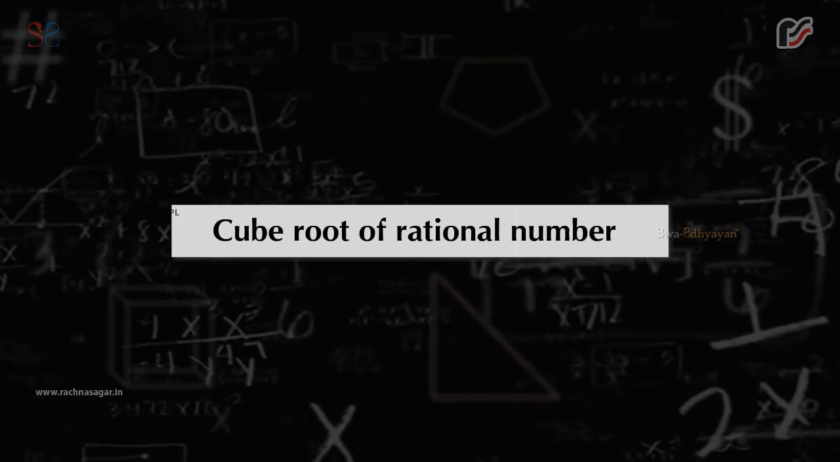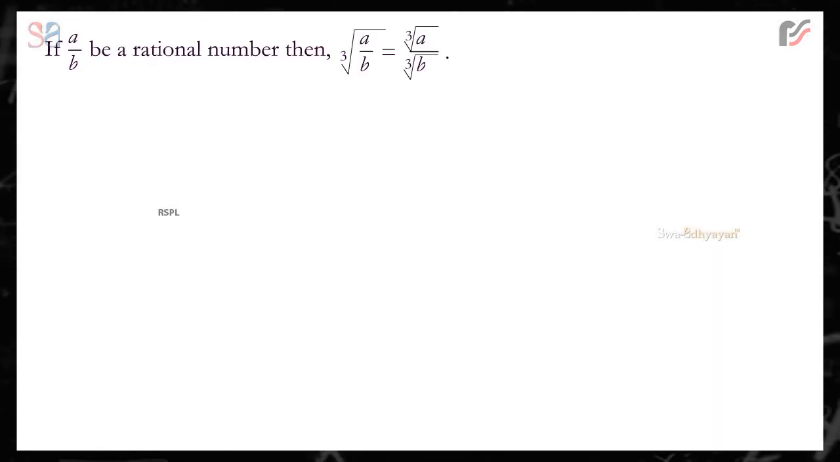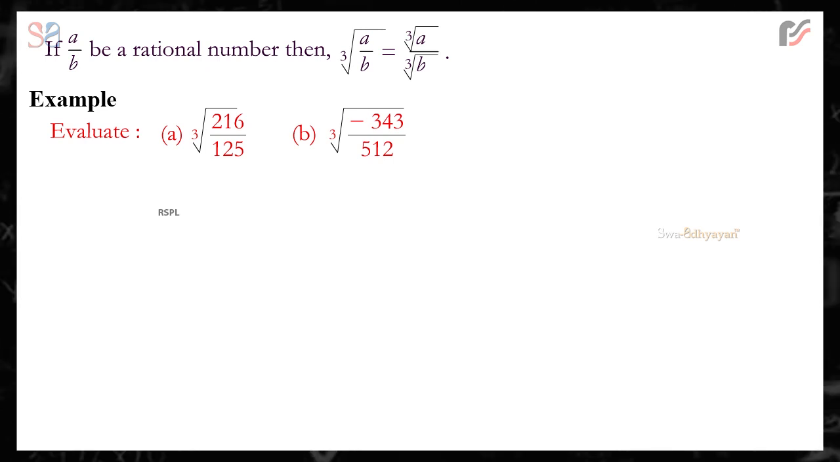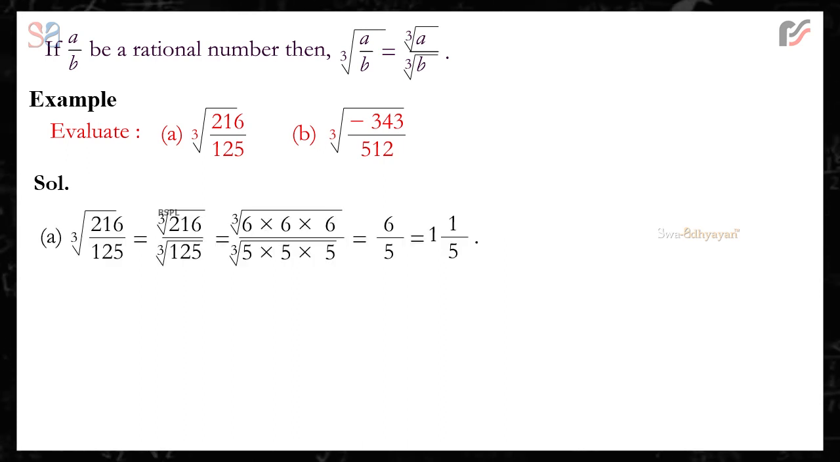Cube root of rational number. If a by b be a rational number, then cube root of a by b is equal to cube root of a by cube root of b. Example. Evaluate A. Cube root of 216 by 125. B. Cube root of minus 343 by 512. Solution. A.